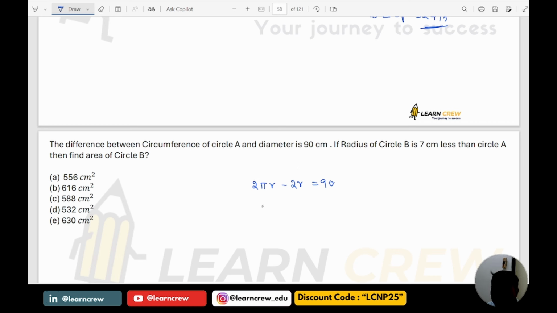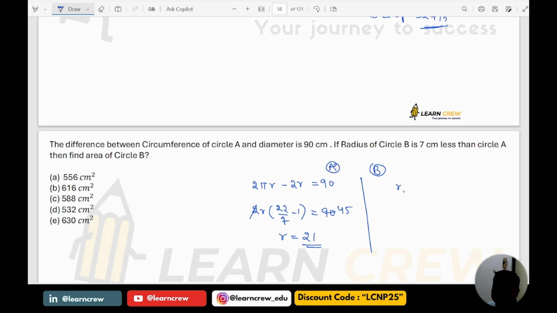So if I take 2r common, I will get 22/7 minus 1, which is 90. So 2r times (22 minus 7)/7, that is 15/7, is 90. 15 threes are 45. So I will get r as 21. So this is for A, and for B, how much?